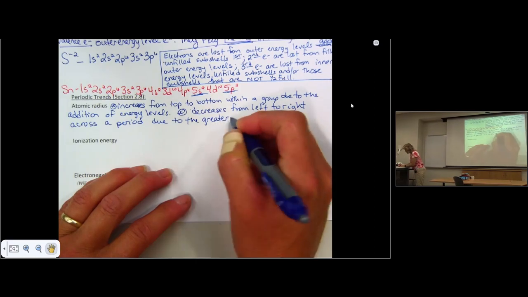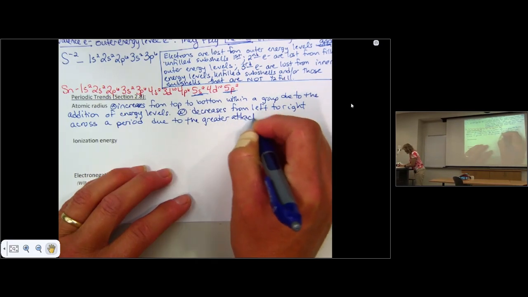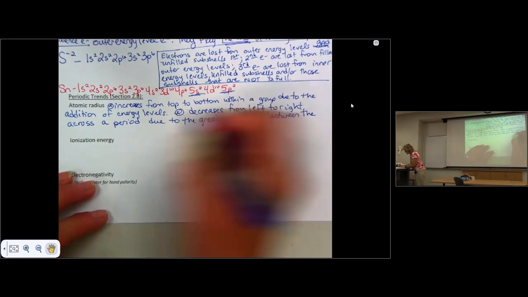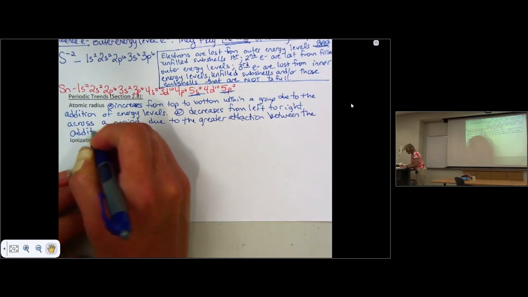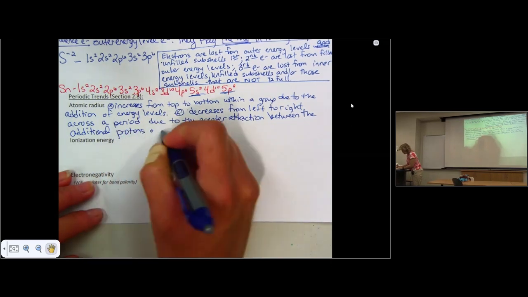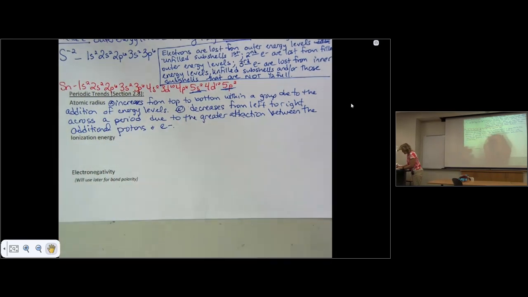the greater attraction between the additional protons and electrons. The greater attraction between the additional protons and electrons.